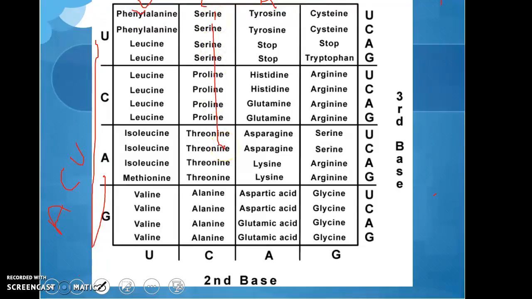And within this box, I need to find my third base. So in this case, it's U. So I would look over here and I would see U, threonine. So this codon would call for the amino acid threonine. Threonine is what tRNA would bring. Let's practice another one. I want you to practice GAA. So you try to find GAA.